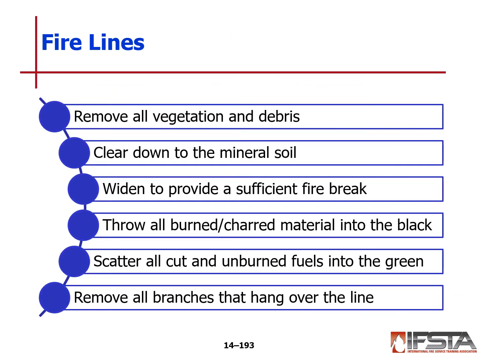Our fire lines, we want to remove all vegetation debris, clear all the way down to the mineral soil. Widen to provide a sufficient break. We want to throw all burned charred material into the black. The black is actually already burned. Scatter all cut and unburned fuels into the green and remove all branches that hang over the line.